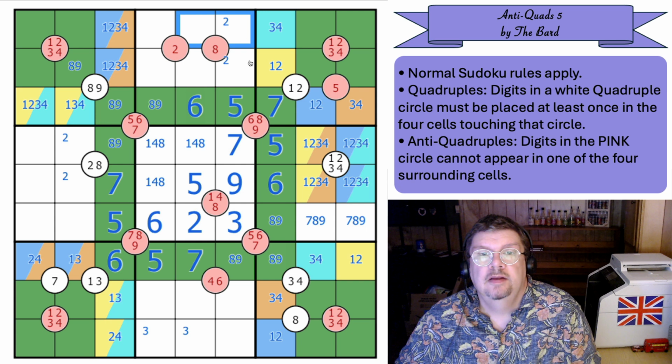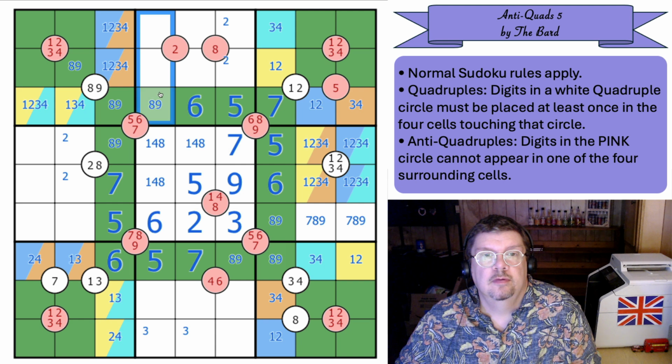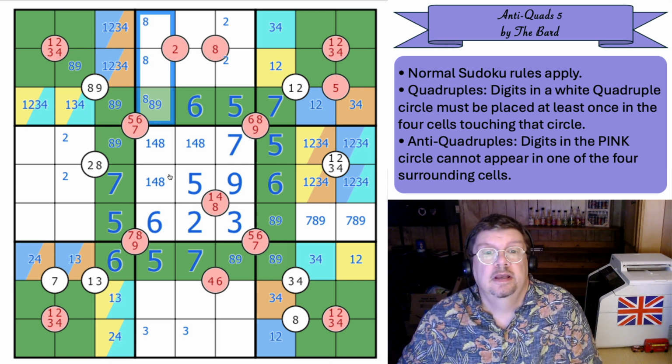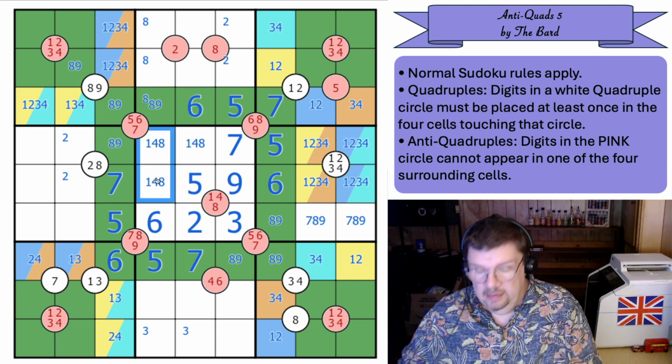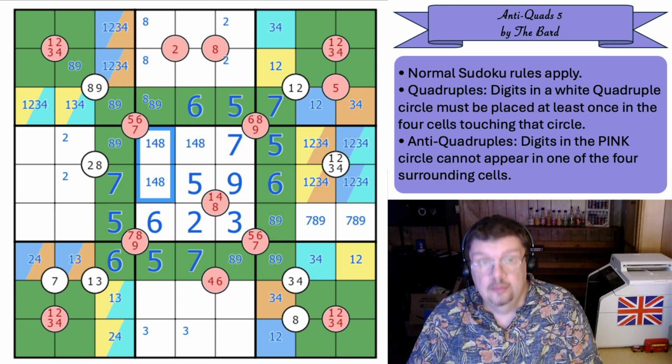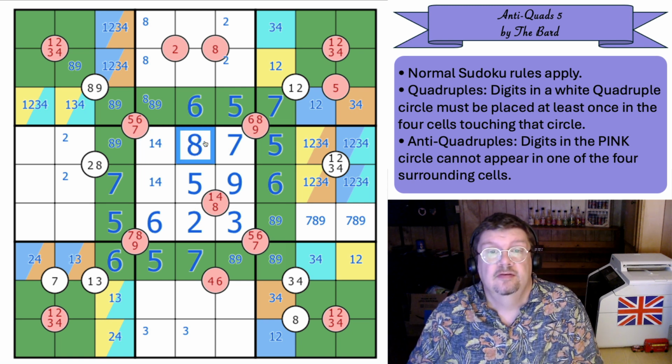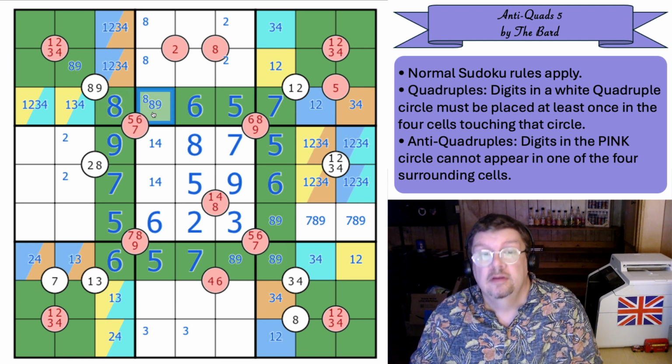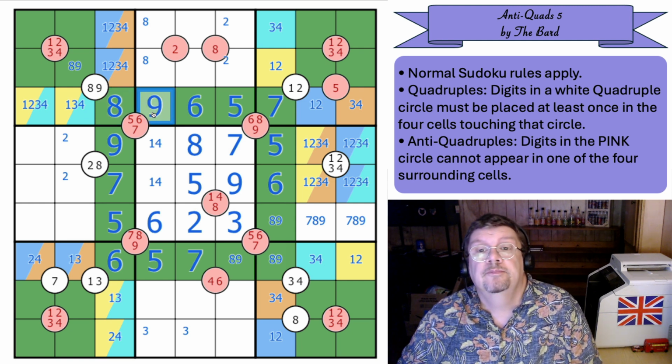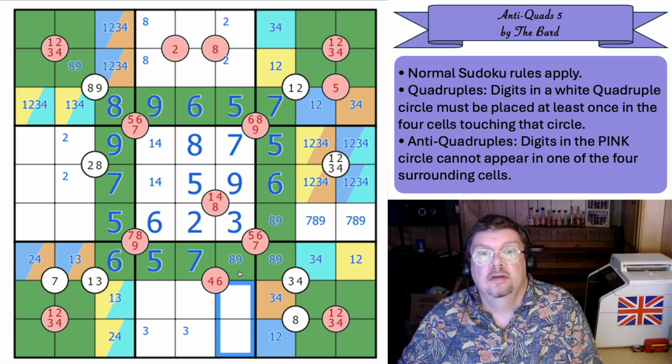Okay, 8 can't go in any of those 4, and it can't go in either of those 2, so it must go in one of those 3. I don't know which one yet, but I can tell that that means that those are not 8s, so that is 8. That makes this 9, this must be 8, this must be 9. And now 8's in one of those 2. That places 8 in one of these 3.